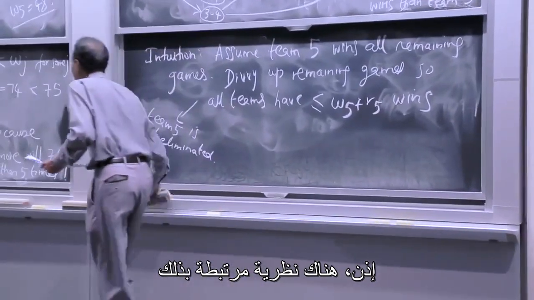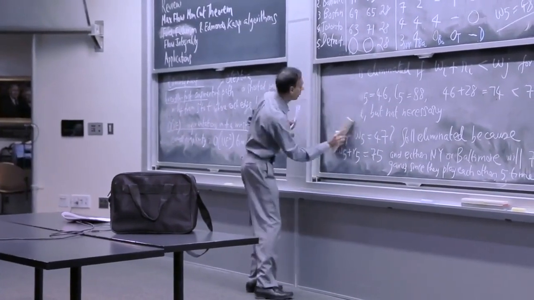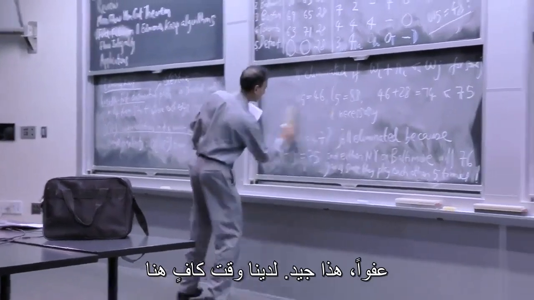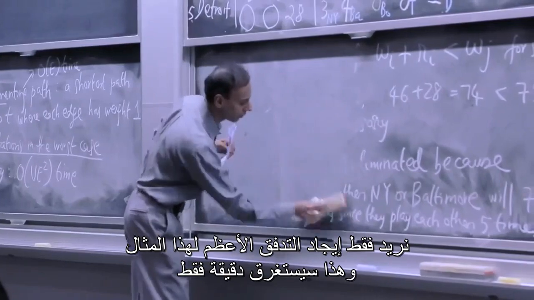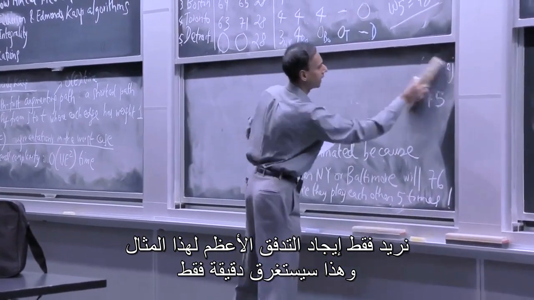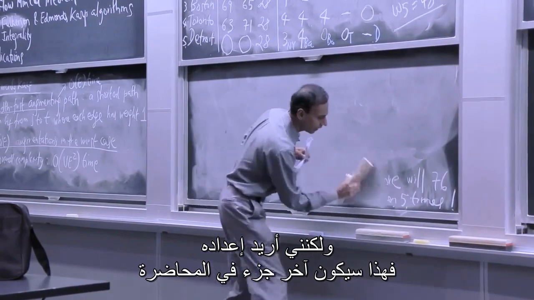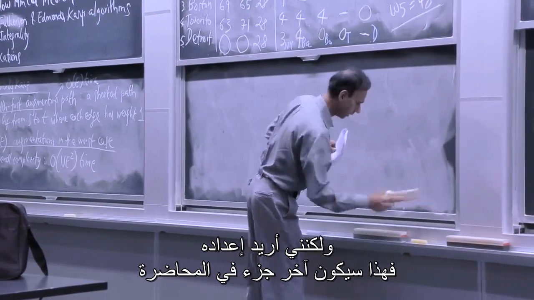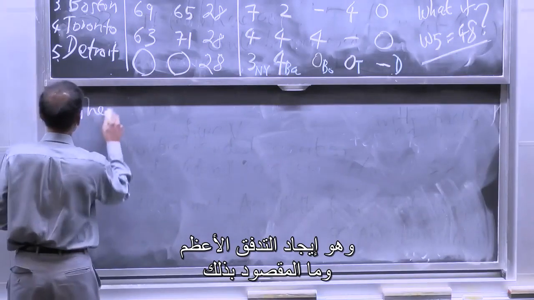So there is an associated theorem that I'll write. Oh, good. We've got enough time here. We just have to find the max flow for this, and that should take just a minute. But I want to set it up so that's pretty much the end. Finding the max flow, what that means.